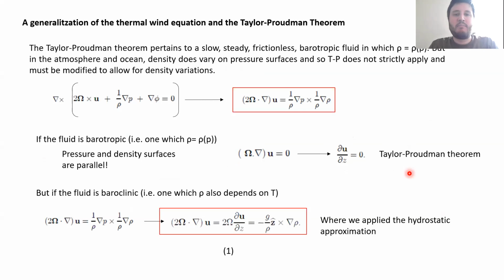This is just a generalization of the Taylor-Proudman theorem, and it's a way to mathematically express what I just told you: that these two facts, rotation plus meridional temperature gradient, impose two strong constraints on the large scale atmospheric motion.